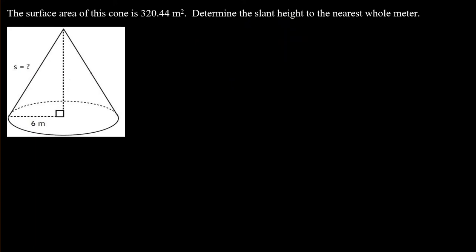So let's try another one. The surface area of this cone is 320.44 square meters. Determine the slant height. It doesn't give us any other information other than the surface area. Surface area is pi r squared plus pi r s. Do we have the surface area? Yes. Do we know what pi is? Yeah. Do we know what r is? Yeah. We want to find s.